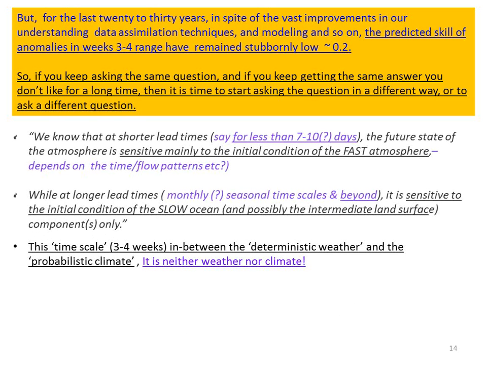So we know at shorter time leads, up to 7 to 10 days or so, the future state of the atmosphere is sensitive mainly to the initial conditions of the atmosphere. Right now, in other words, what we observe today is going to determine what the weather is going to be like over the next 4 days. So if you have very good observations, you put them into your model, and that's what it is.